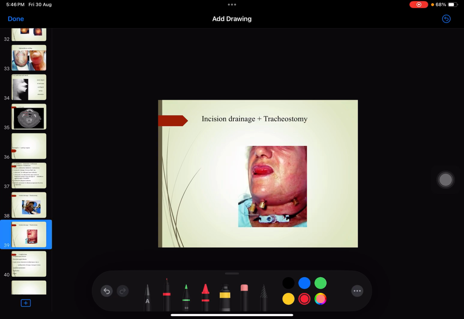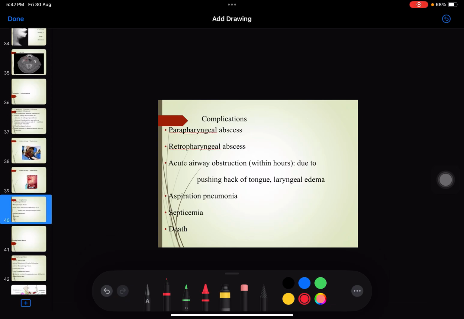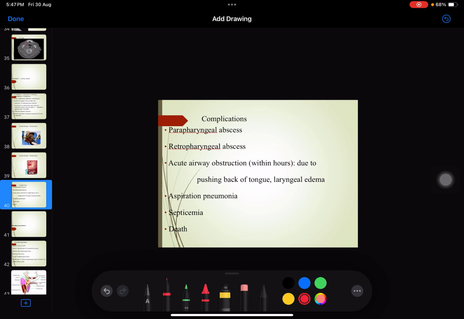Okay, in early stages. So this incision, drainage, and tracheostomy was done. Okay, so what are the complications of Ludwig's angina? It can lead to parapharyngeal abscess, retropharyngeal abscess, respiratory compromise, aspiration pneumonia, septicemia, and because of the lack of air, the person may die.